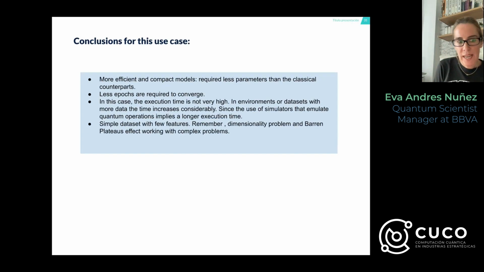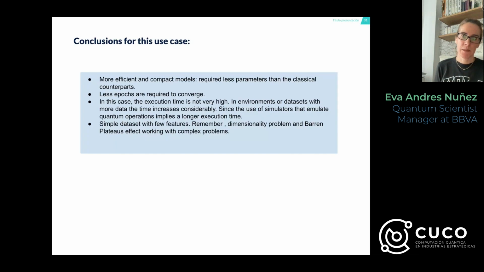Conclusion about this use case. These models are more compact and more efficient, as we explained before. We need fewer epochs to converge, but this is only for this use case. Of course, in other, more complex use cases, we have other complications that we mentioned before, for example, the barren plateau and the dimensionality problem, that could complicate the solution or the convergence of these models, no?